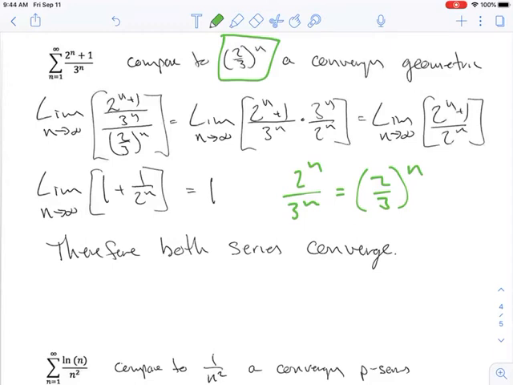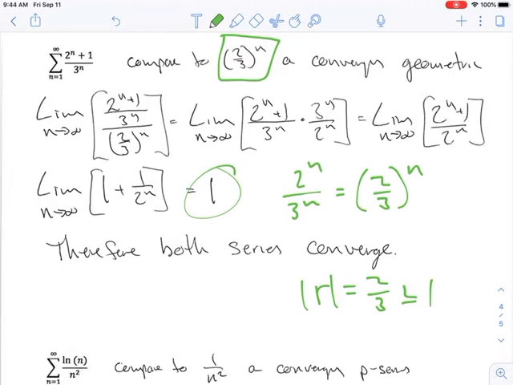It is a converging geometric series because r, the absolute value of r, is 2/3, which is less than 1. Okay, so that converges. It's a converging geometric series. So we know that. That's our comparison series. So then it's just taking the limit. So all of this is just taking a limit, and the limit ends up being equal to 1.